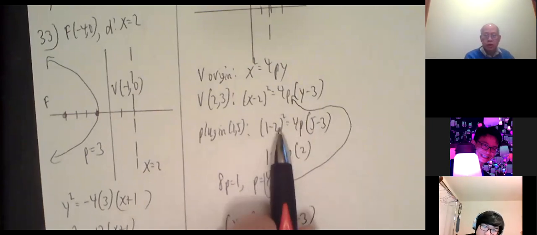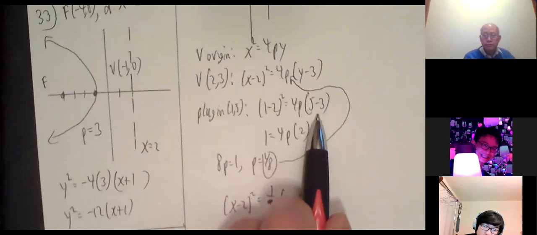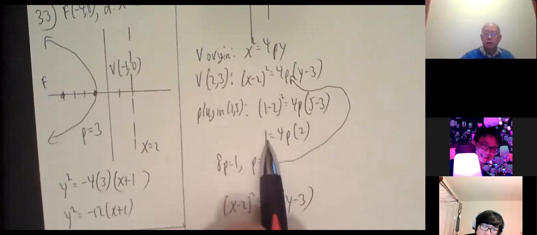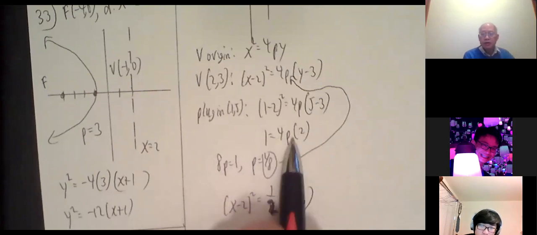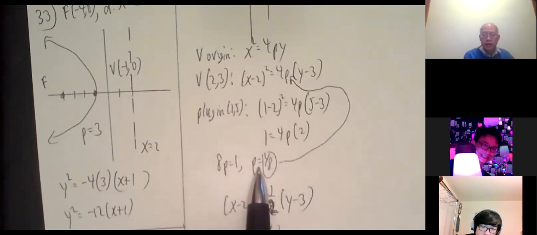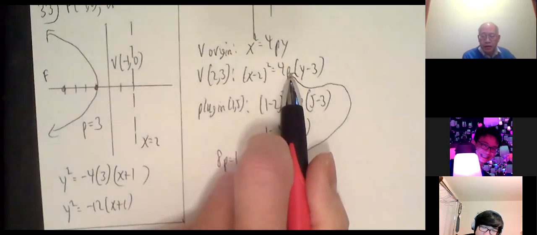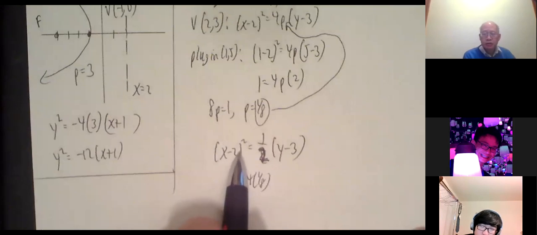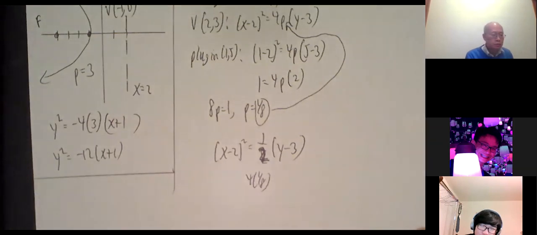So 1 minus 2 squared equals 4p times 5 minus 3. Simple algebra. 1 minus 2 is -1. -1 squared is 1. 1 equals 4p times 2. 8p equals 1. So p is equal to 1/8. So the final answer, what's the equation? I put the 1/8 right back there. 4 times 1/8 is 1/2. So this is my final answer: x minus 2 squared equals 1/2 times (y minus 3). And here we go.